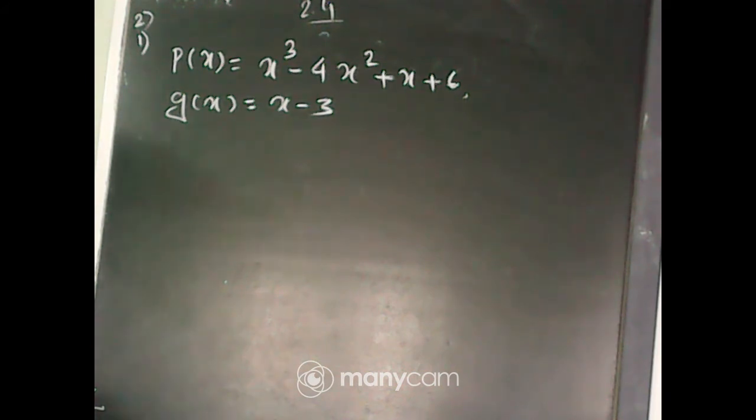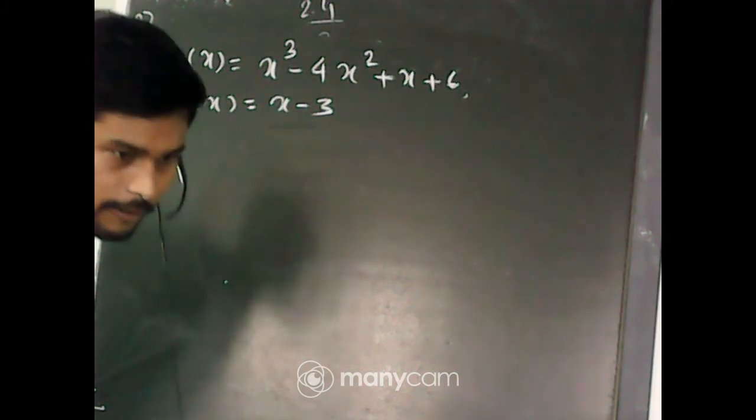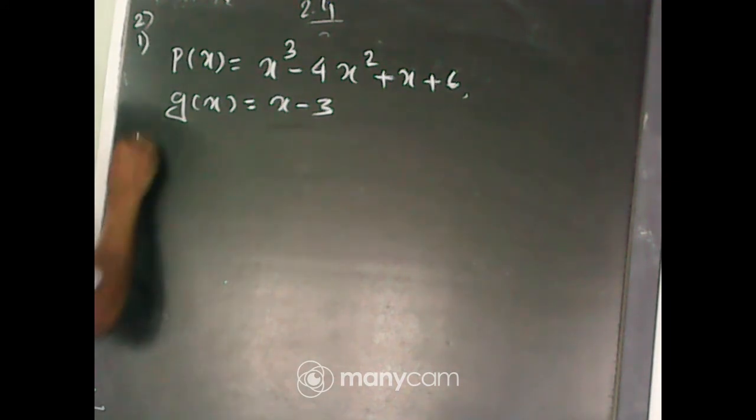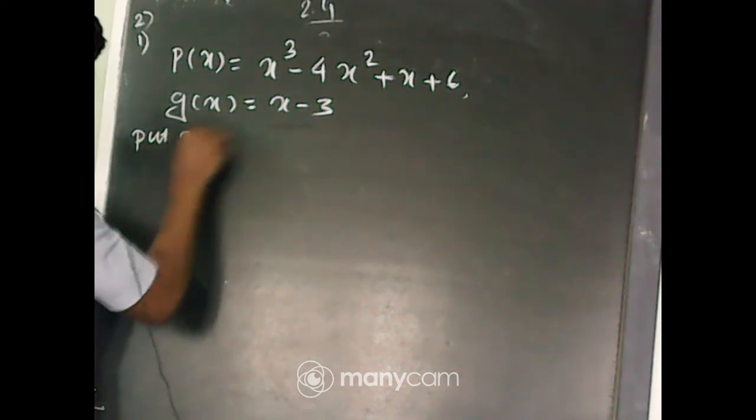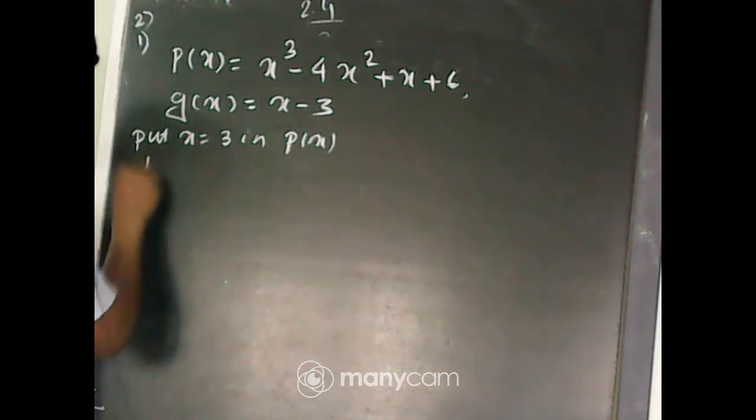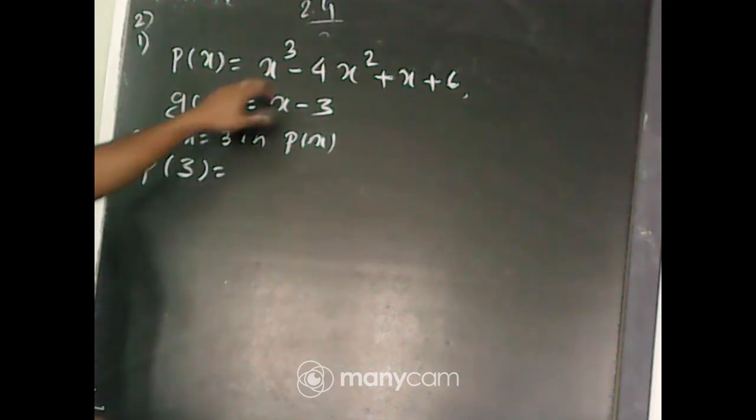In place of x, what do we have to prove from here? Very good, very good. We have to prove 3. So put x equal to 3 in p of x. So we have p of 3 is equal to, now in place of x put 3.